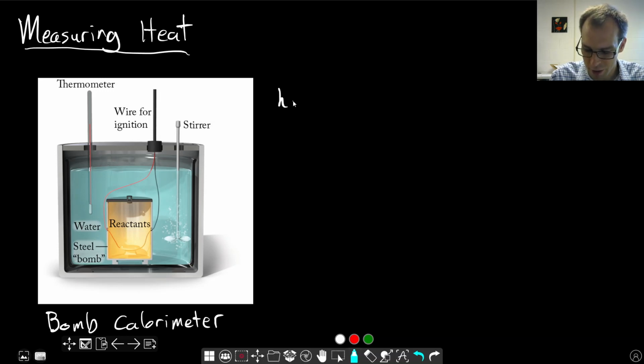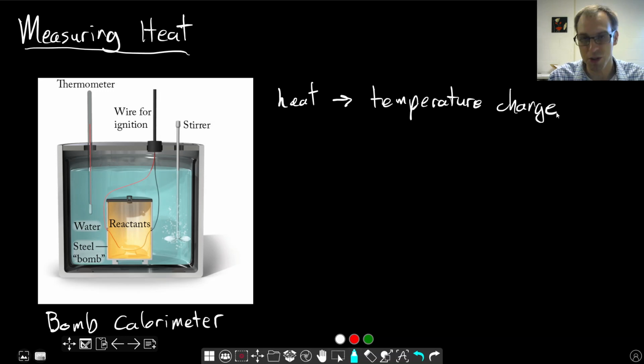So if we remember, heat is all about a temperature change. Right, heat is transfer of energy due to differences in temperature. And so to measure heat, what we're going to need to do is measure temperature. And so what we do is we do this inside of this special piece of equipment. And one of our main measurements that we're making is this thermometer right here, where we're measuring the temperature change in the calorimeter itself.